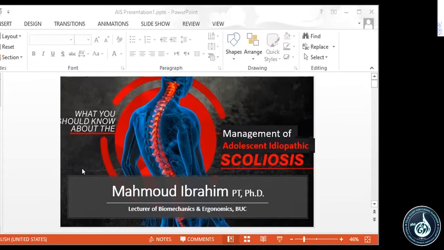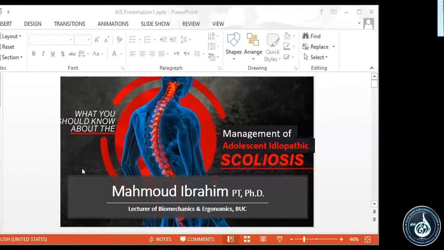Adolescent idiopathic scoliosis is a complex three-dimensional deformity, which means that we have in the frontal plane a lateral bending of more than 10 degrees. In the sagittal plane, we have flattening of the spine, and in the horizontal plane, we have rotation of the vertebrae. So this is important in assessment and treatment of adolescent idiopathic scoliosis.